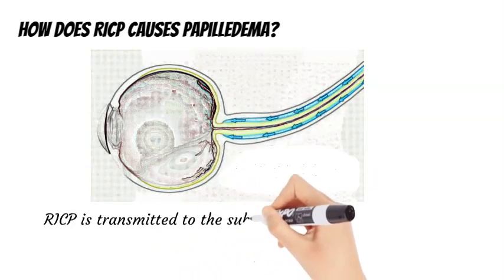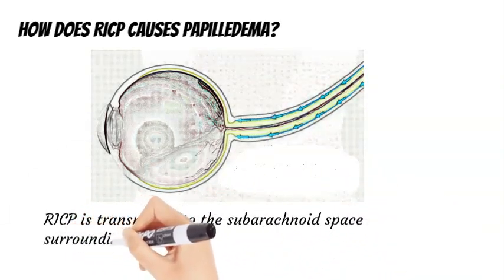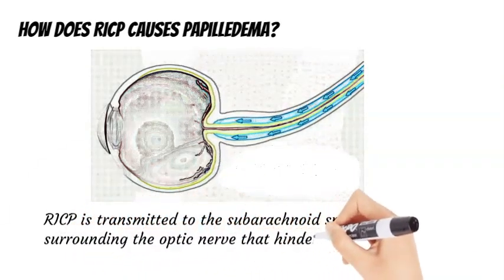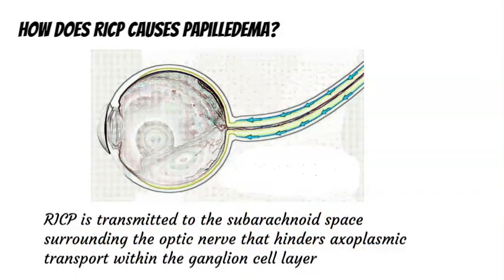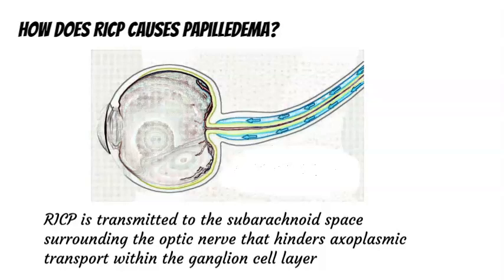Raised intracranial pressure is transmitted to the subarachnoid space surrounding the optic nerve, which in turn hinders the axoplasmic transport within the ganglion cell layer.